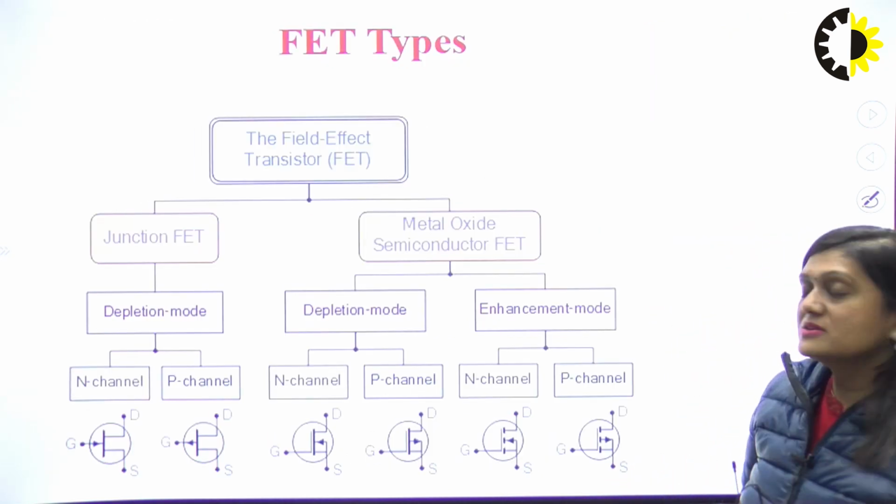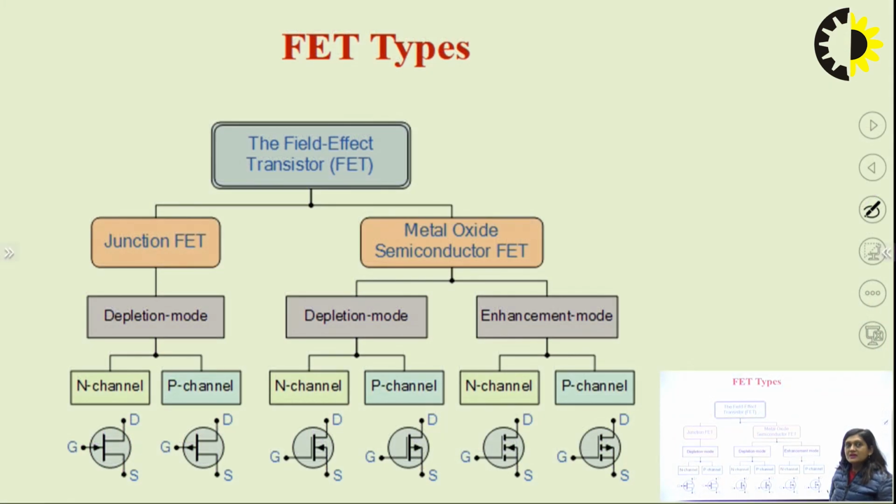So today's topic is the field effect transistor, that is FET. In previous lectures we have seen the BJT, that is bipolar junction transistor. There are differences between the BJT and FET. BJT is bipolar junction transistor. Bipolar means two types of charge carriers are involved in the conduction of current in case of BJT. And FET is unipolar. Unipolar means only a single type of charge carrier is involved here, either electrons or holes.